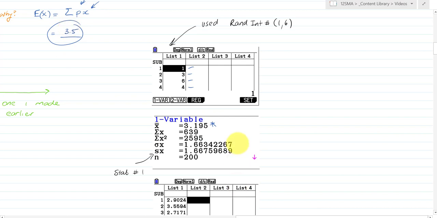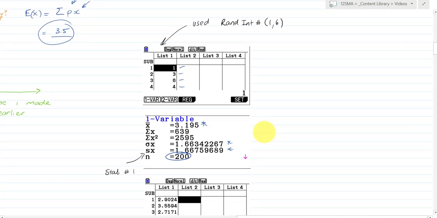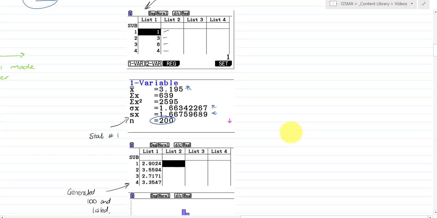And I've also got my standard deviation here. This is a sample standard deviation, but there doesn't seem to be much in the way of requirements for us to do that. And also you can see I've done 200, and the question said 50. So I'm not really sure why I did that. But anyway, I've taken a sample of 200, so that's exciting.